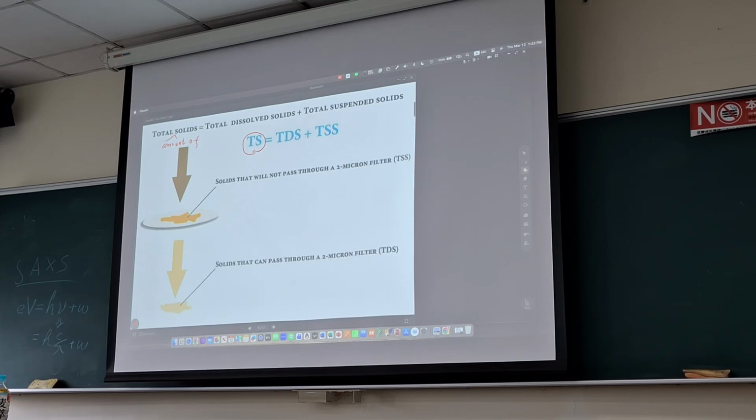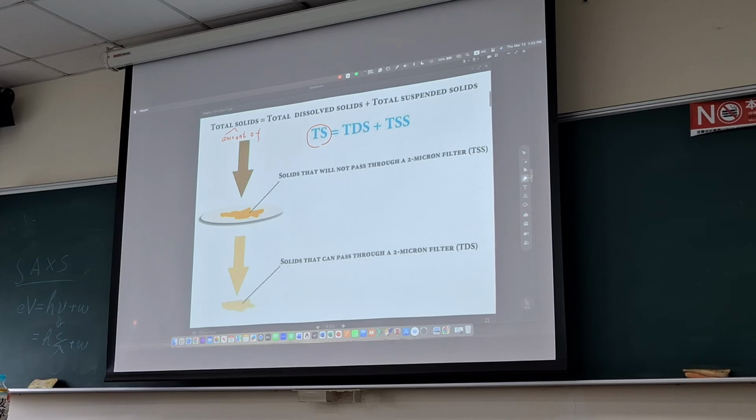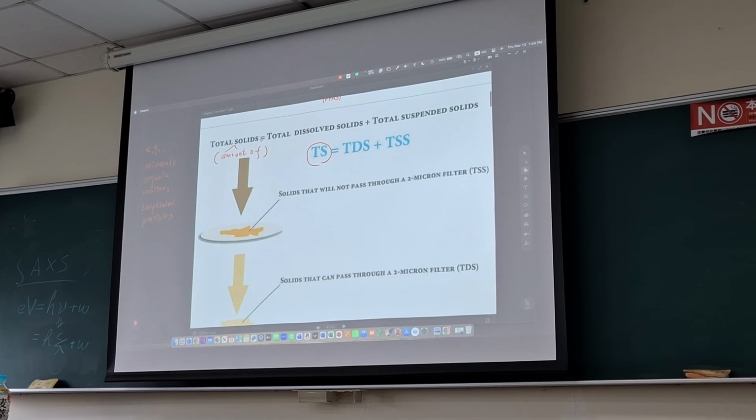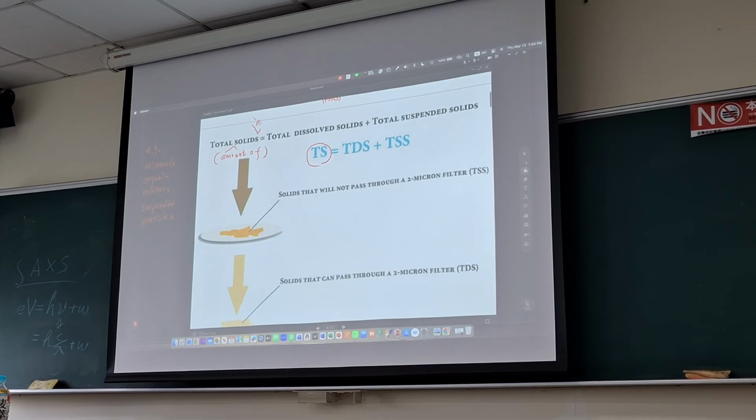So the total solid includes, for example, some minerals, some organic matter, or even some suspended particles. They will all be included in this so-called total solid. So you might understand that the total solid actually is the total amount of solid in a sample.